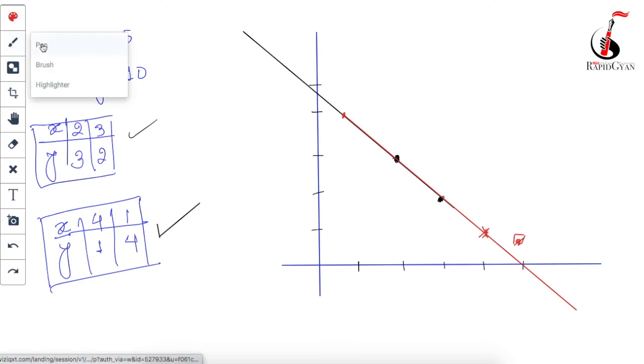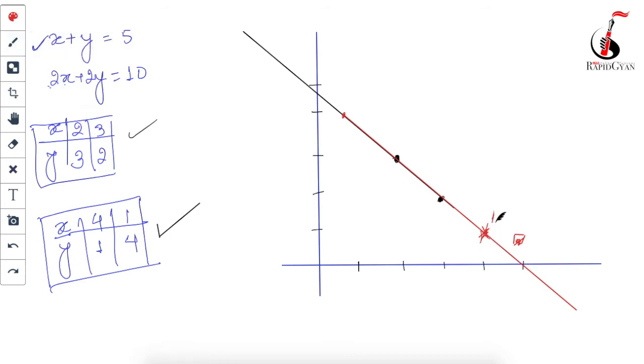So what you will get? Got it, beta? This is your 4, 1. This is your 1, 4. This is your 2, 3. This one is your 3, 2. So what you are seeing is that both the lines coincide with each other. That's why they have an infinite number of solutions. Hope it's clear, guys. Now let's solve the next part of this.